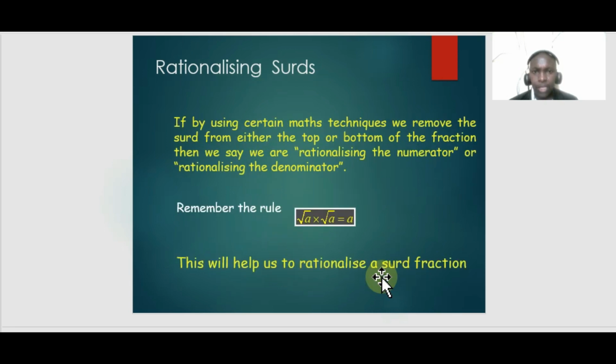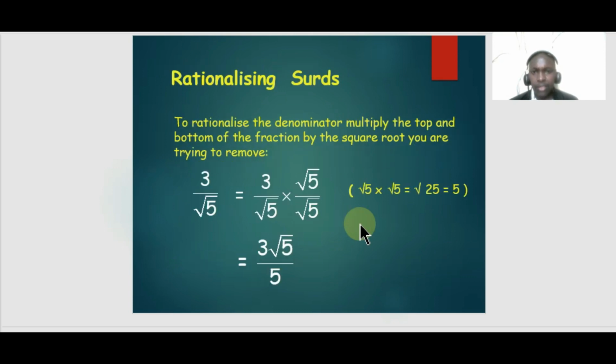Now, if by using certain maths techniques we remove the surds from either the top or the bottom of a fraction, then we say that we are rationalizing the numerator or rationalizing the denominator. So simply, rationalizing means removing the surd either from the numerator or from the denominator. The process of removing that surd is what we call rationalizing a surd. Now remember this rule, because you're going to apply it in our examples. The square root of a times the square root of a will give us a. This will help us to rationalize a surd fraction.